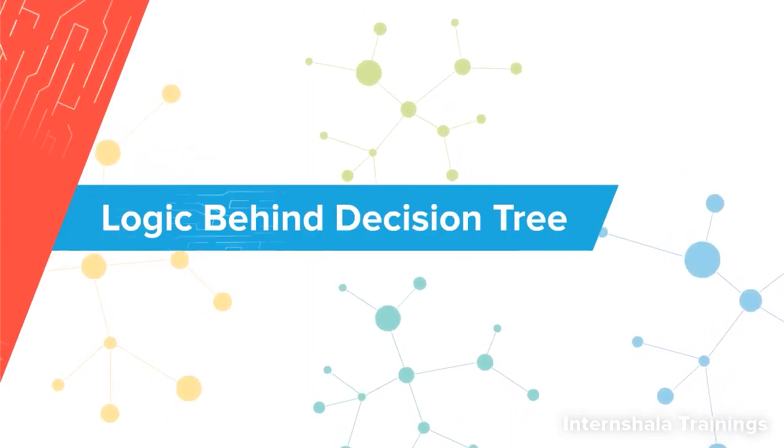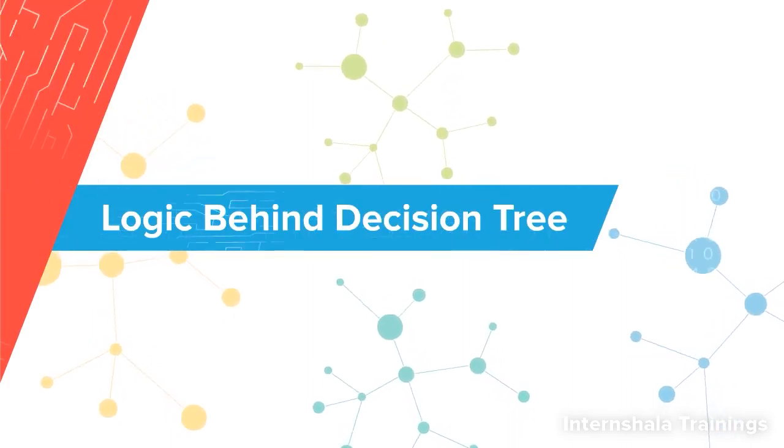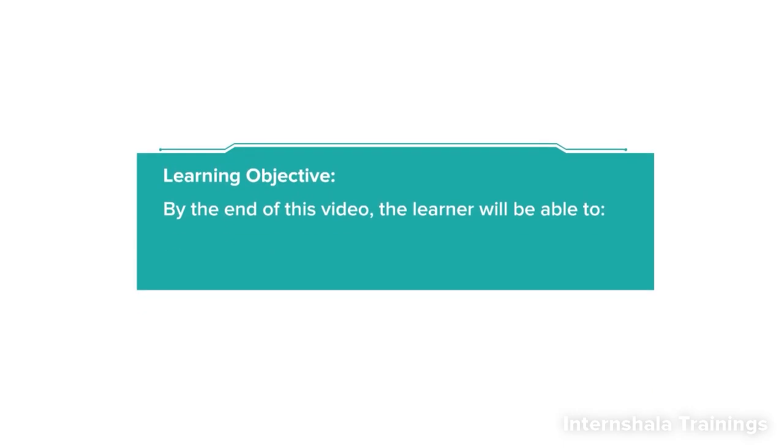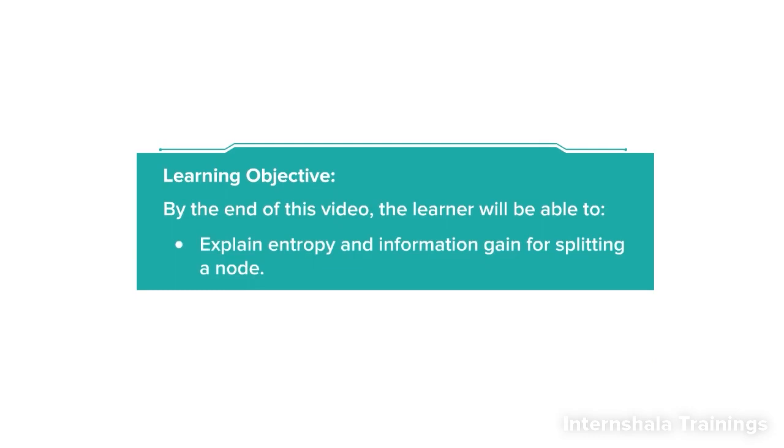Hi, welcome to the video on logic behind decision tree. By the end of this video, the learner will be able to explain entropy and information gain for splitting a node. In the previous video, we understood how Gini impurity helps in selecting the best input variable for splitting in a decision tree classifier. In this video, we will look at another criterion known as information gain.